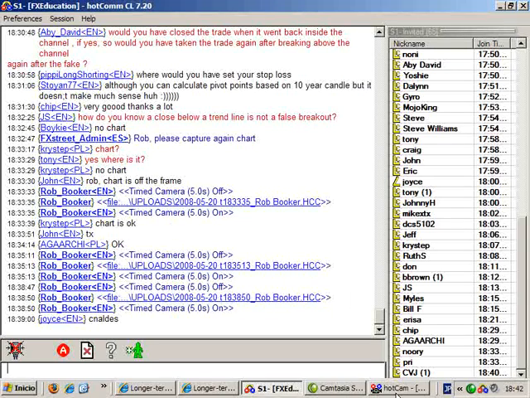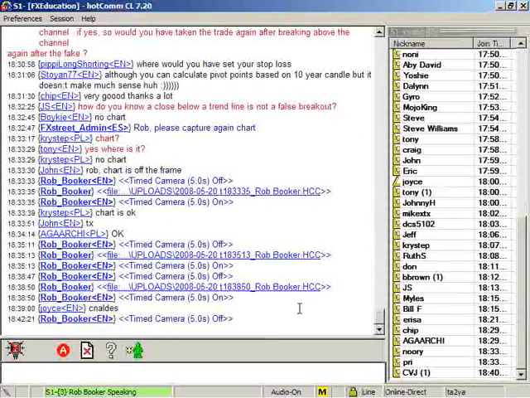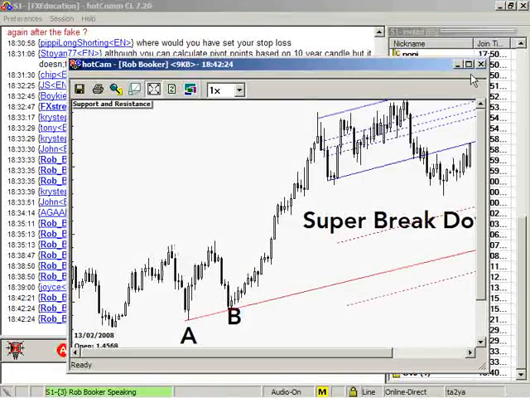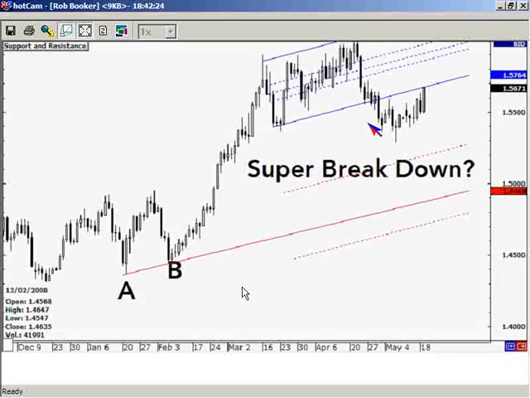Here's the Euro daily. On the daily chart, you can see that I drew an A to B. I'm going to pull this chart up in just a moment. Just give us a moment. Okay. You should be able to see it now.